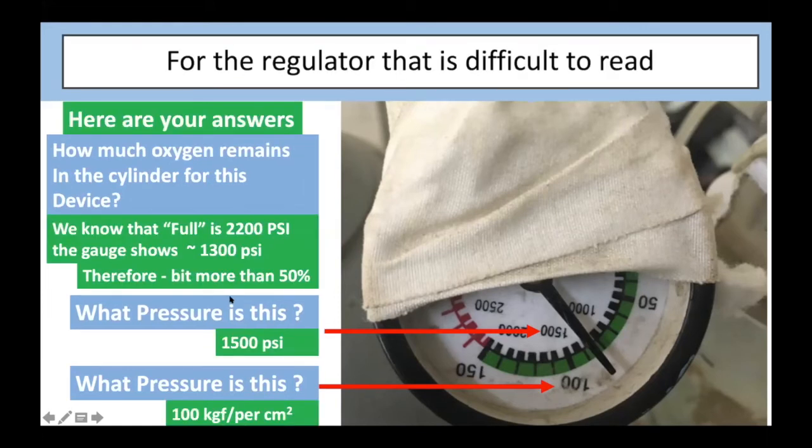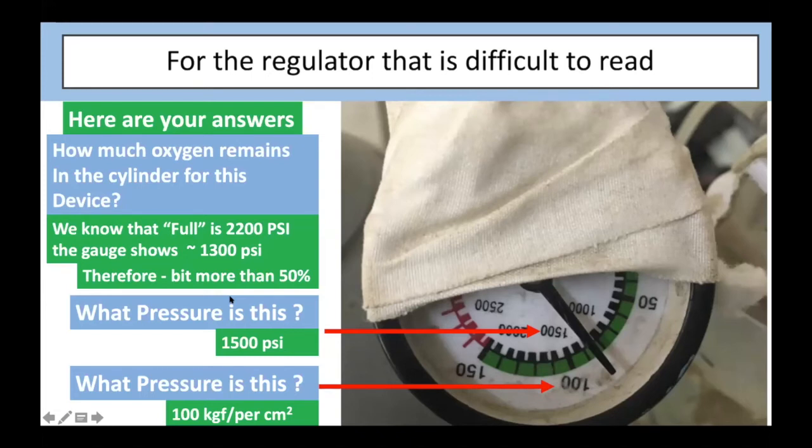Here's your answers. How much oxygen remains in the cylinder for this device? Well, we know that full is 2,200 PSI. The gauge shows about 1,300 PSI. You have to read it upside down because that's the way it is on the cylinder. Very difficult for the clinician. What that means is therefore that there's a bit more than 50% of the pressure remaining in the cylinder.